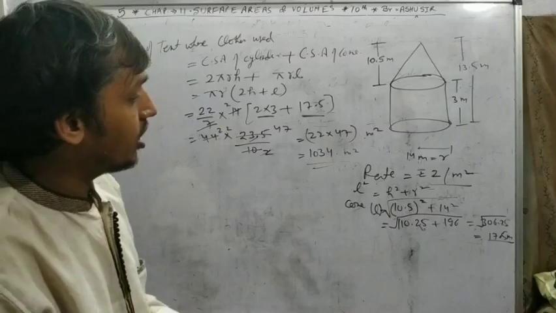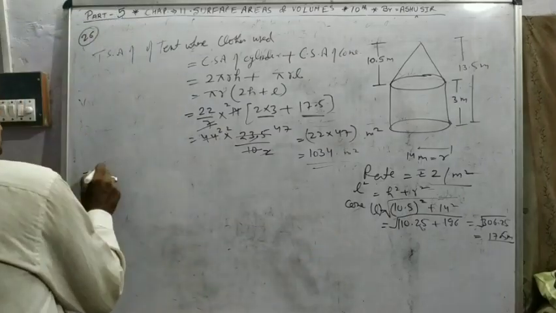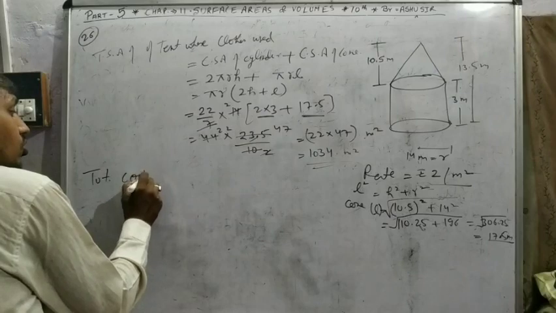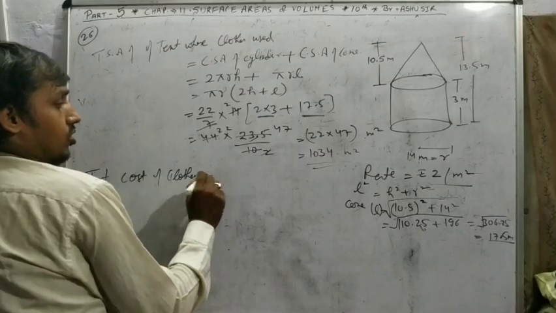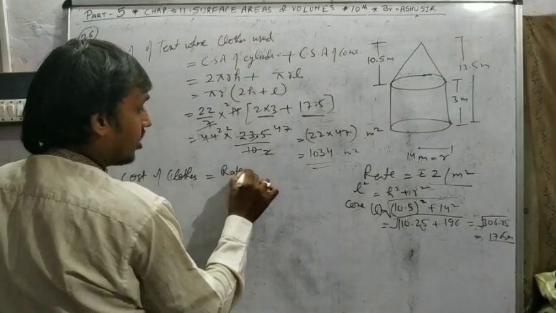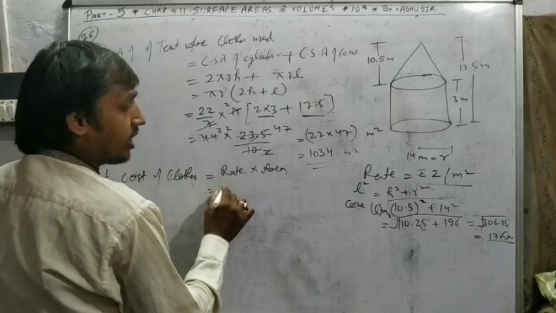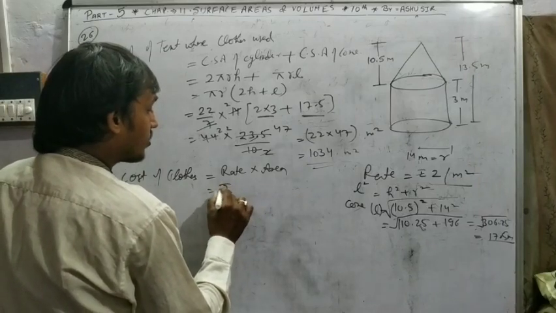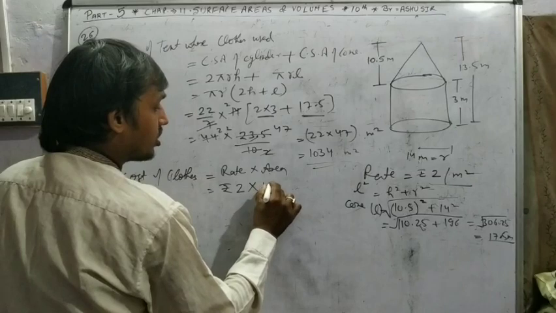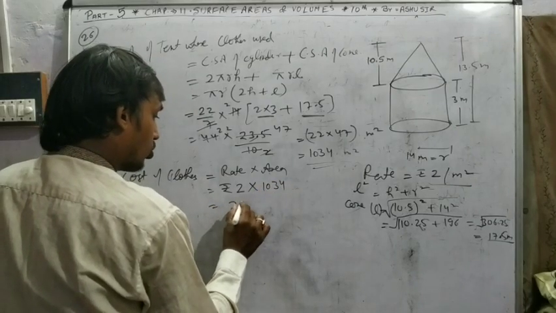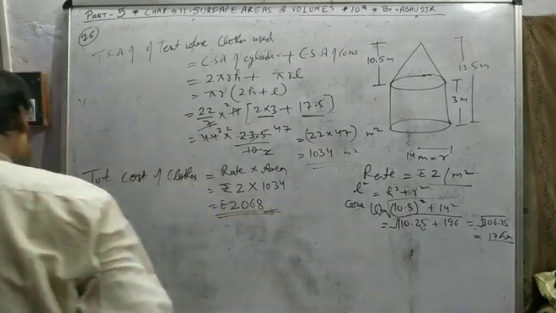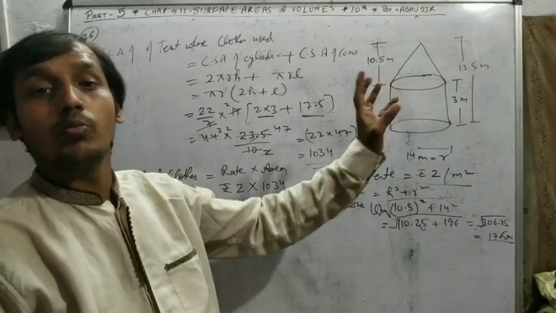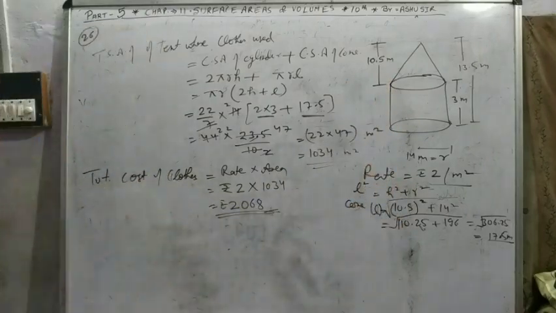They gave all measurements in meters, so it is meter square. Then the total cost of cloth is rate into area. Rate is 2 rupees per meter square into 1034, that is 2068 rupees, the cost of all the cloth used to make this tent. Pause, we note down. Back to back question.